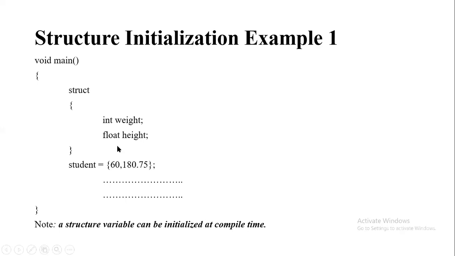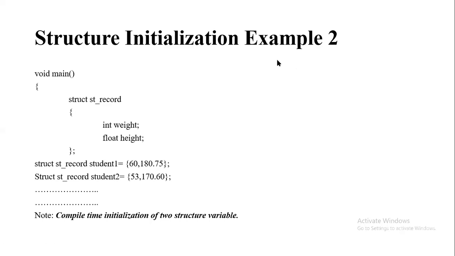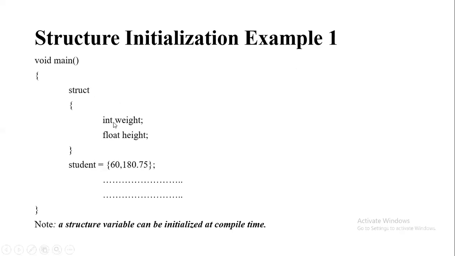Here we see a different type of initializing a structure. Sorry, example 1, we'll go back. So here we have a structure. We can give the name of the structure later also. In this case, it is equal to 60, 180.75. Weight of the student is 60, height is 180.75. Similarly, we can give some more students also. So this structure can be initialized later by taking input, or in the program itself we can give values like this. Let us see some more examples.